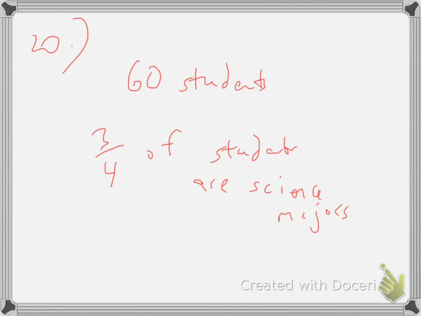Number 20 on the way. 60 students in Jose's class. That's a lot of people in the class. 3/4 of those students are science majors. How many students are science majors? So basically, this is 3/4 of 60, straight up. And what does that mean? It means 3/4 times 60 over 1. And that'll work. It's going to be more than half, so more than 30.